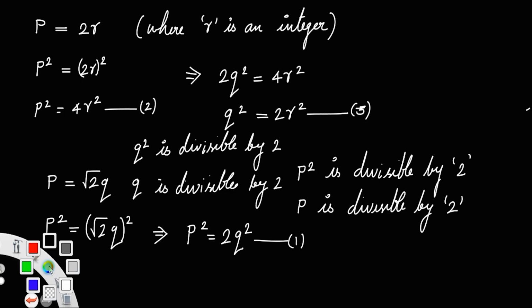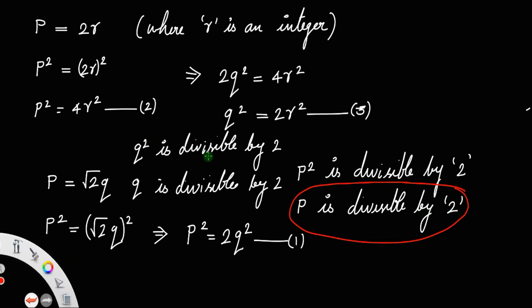See, now look at the two statements. p is divisible by 2. Also, q is divisible by 2. Which means p and q have a common factor 2, which is other than 1. So p and q have a common factor of 2. Our statement was root 2 equals p by q, where p and q have no common factors other than 1. So we proved our statement is wrong.